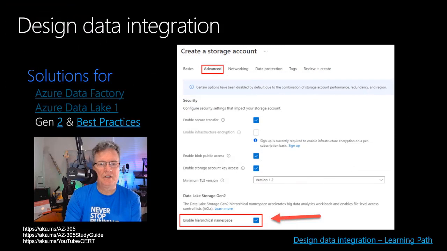A final note on this topic: Data Lake Storage Gen 2 supports the following authorization mechanisms to know: shared key authorization, shared access signature or SAS authorization, role-based access control, and access control list.